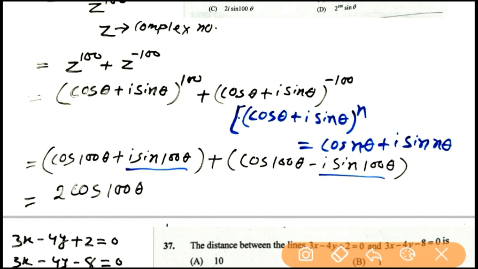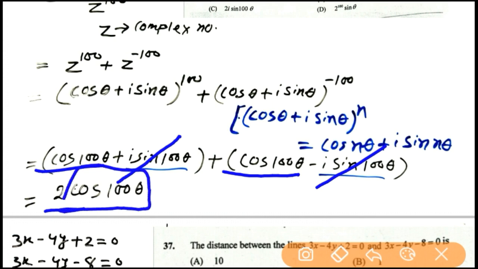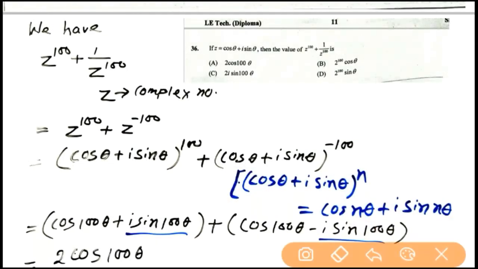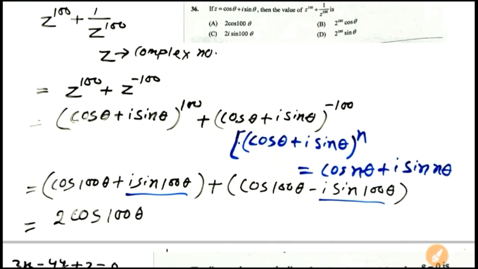So we have similar terms: plus i sin 100 theta minus i sin 100 theta cancel. So cos 100 theta plus cos 100 theta, 2 times cos 100 theta. So option A is the correct answer, 2 times cos 100 theta.